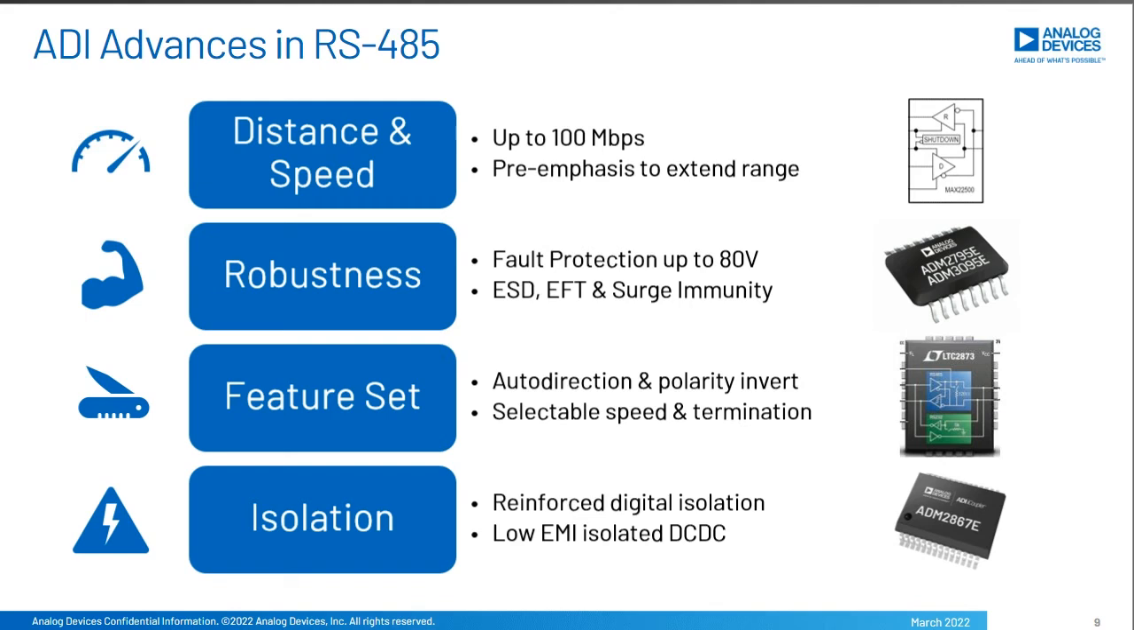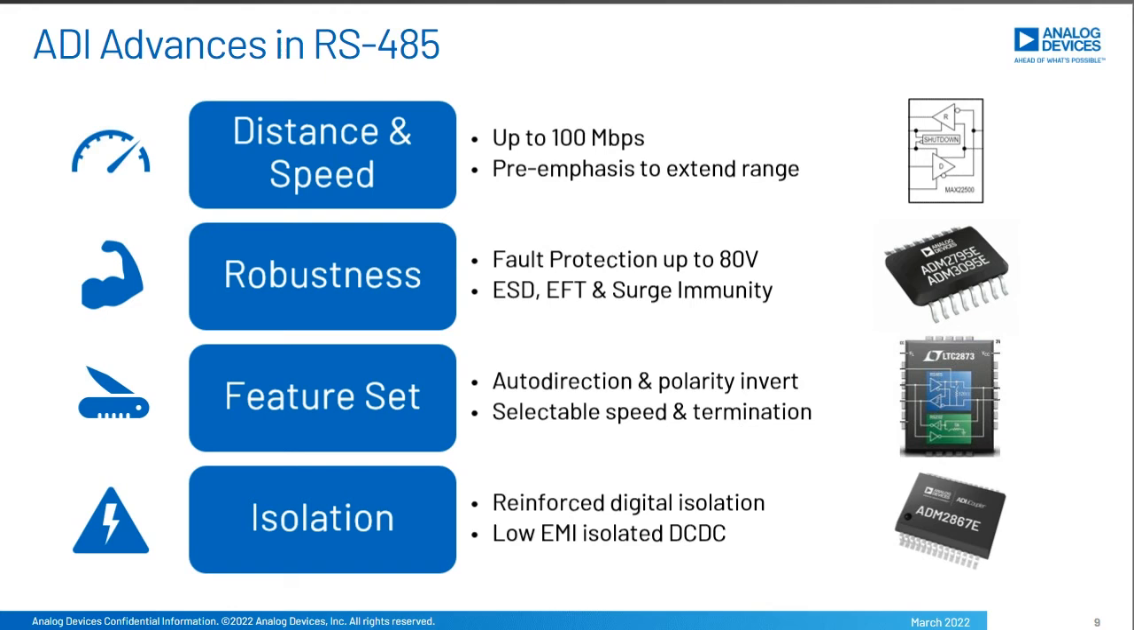If you look at legacy transceivers, traditionally they've struggled above speeds of 30 megabits per second. Today's off-the-shelf solutions at ADI include data rates of up to 100 megabits per second, and even add things like pre-emphasis to extend cable length, so these transceivers can communicate faster and further than was previously possible with RS-485.